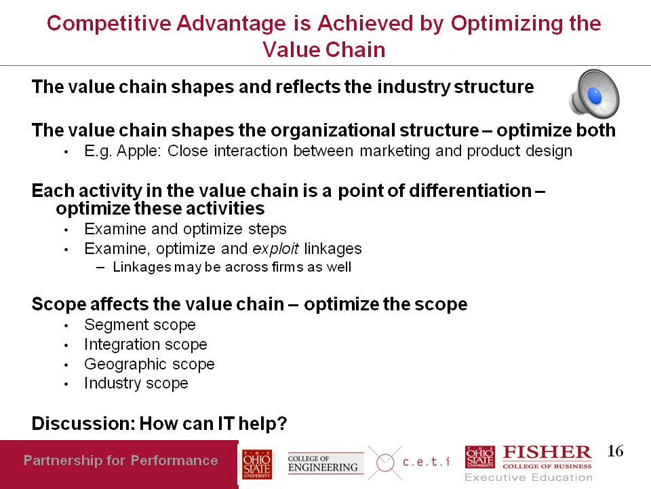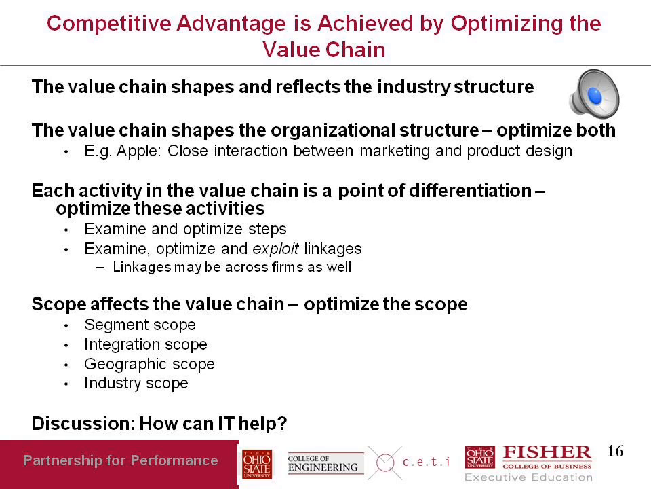So now let's go back to our point about how firms compete. They achieve competitive advantage by optimizing the value chain once they have decided upon their strategy. So in a sense, the value chain reflects the industry structure and shapes the industry structure. When you look at the value chain of different organizations within an industry structure, you'll find that they're often quite similar. They have to purchase the same raw materials in order to create the same products.